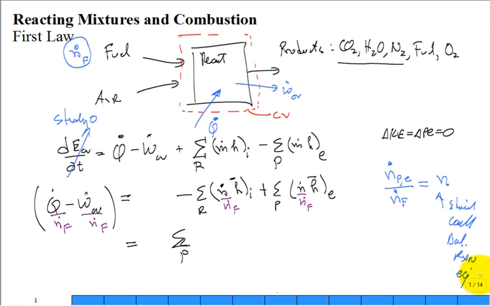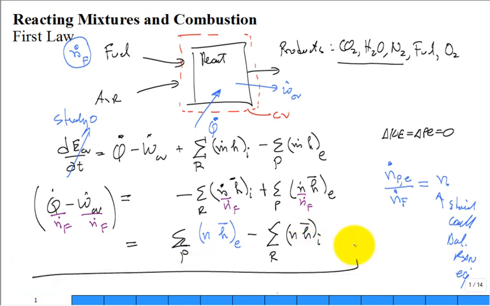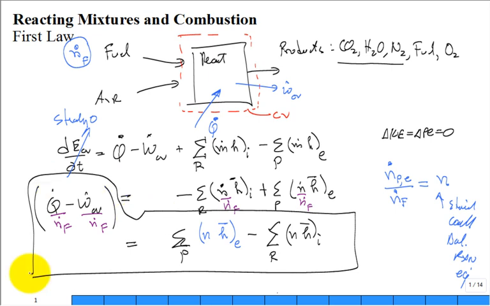Okay, so what we'll do is we'll put the n times h bar for each of those exiting products, and then no real color coding on this, I'm just mixing it up. Subtract the sum over the reactants of n h bar of each incoming reactant. Well, there it is. I can rewrite it, but there is our first law.